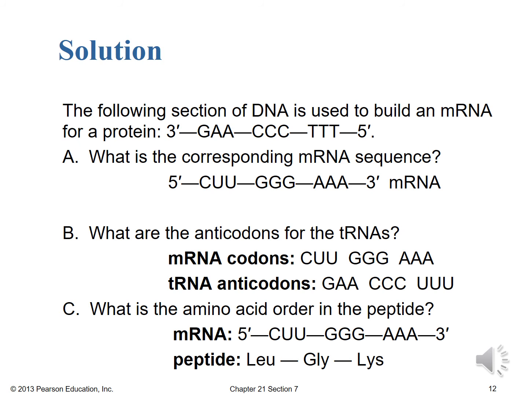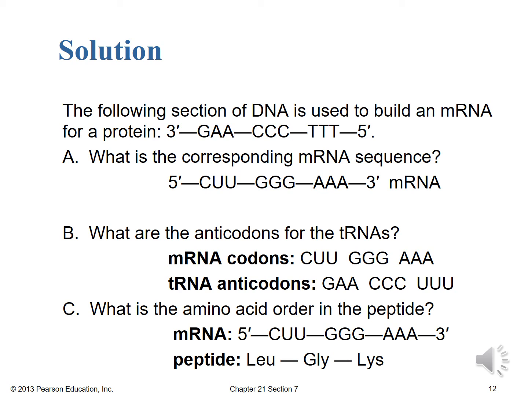All right, so there for A, hopefully you identified, of course, if we're starting 3' to 5', then our corresponding mRNA sequence is going to be 5' to 3', and it's going to be CUU, right? We're RNA, so we don't have any T's. Our CCC is GGG, and our TTT is AAA. So that's our messenger RNA.